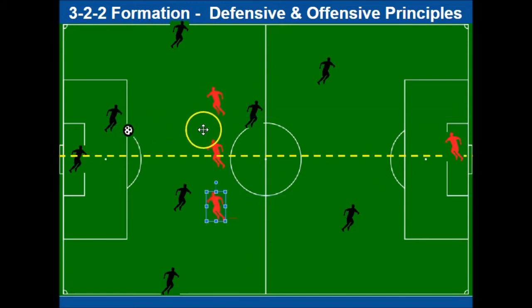They're blocking passing lanes, and they're also marking players. So let's say we're advancing the ball. If we can't, the number one priority is to go forward. And if we don't look forward, we don't go forward. We've got to look the way we play.